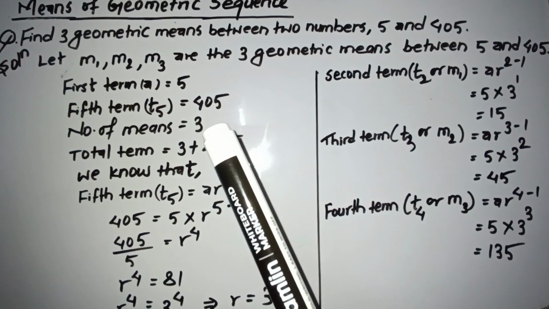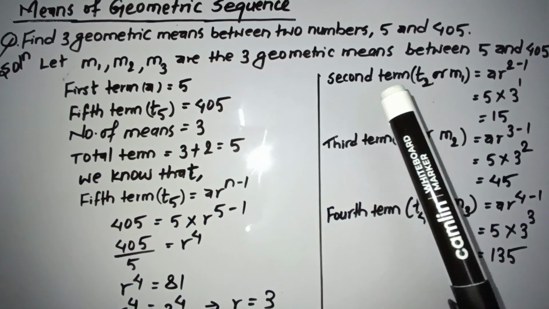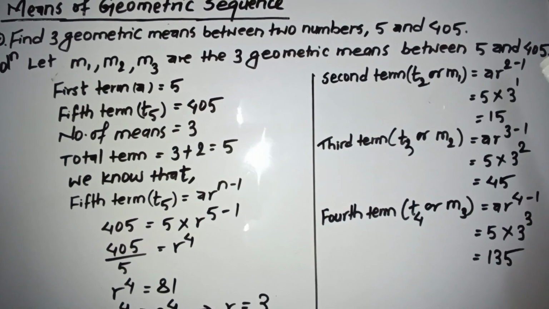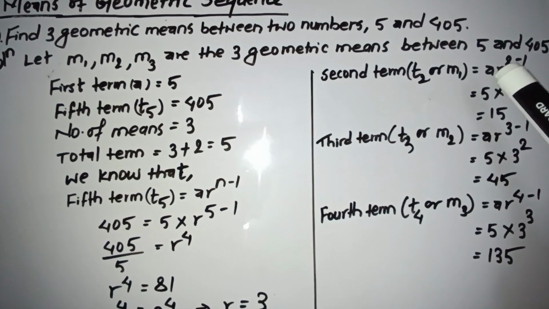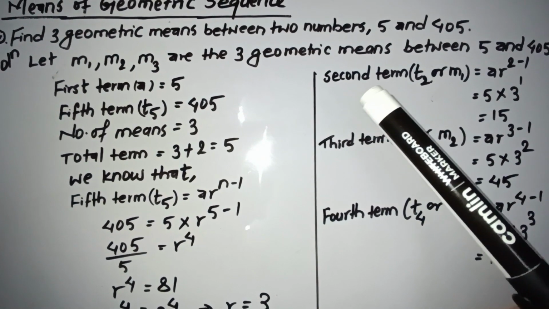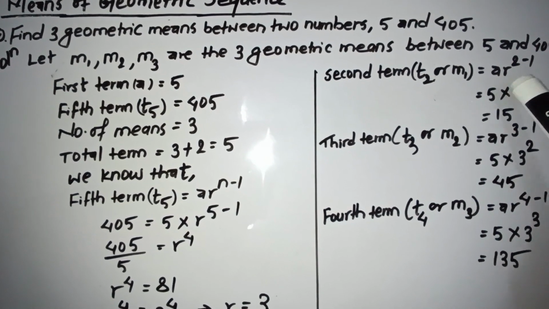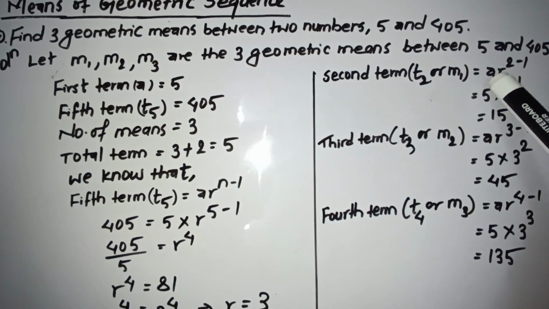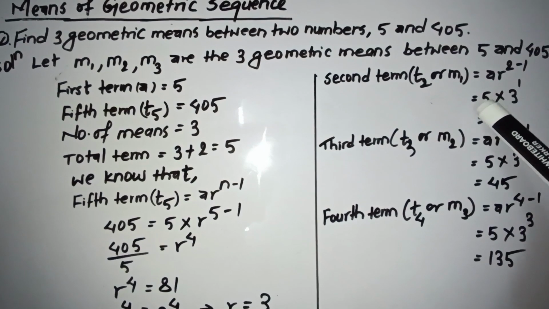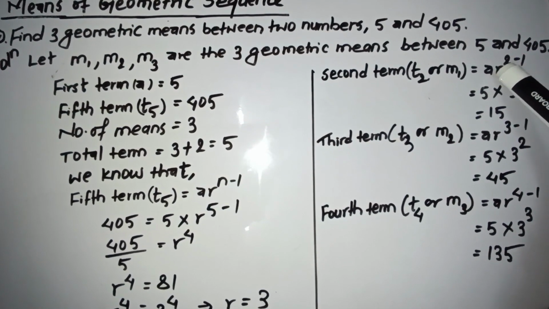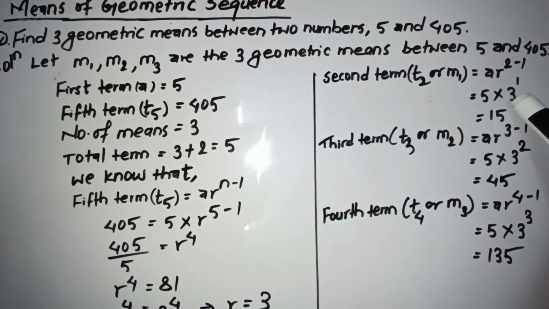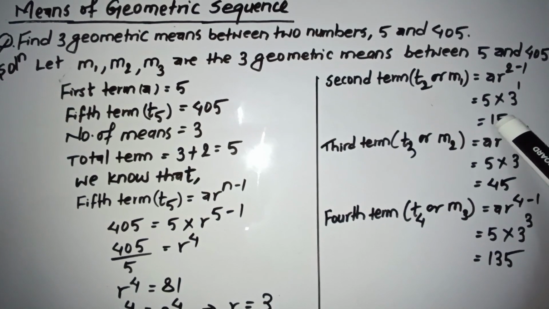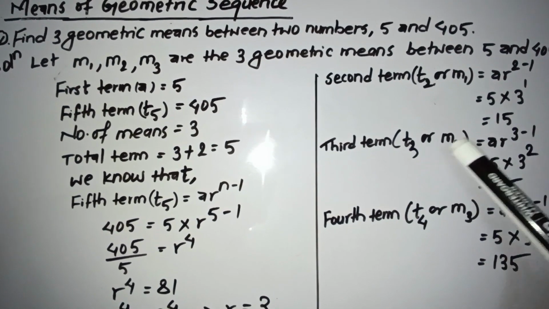First of all, we calculate the first mean, or the second term. T2 or M1 is equal to a r power 2 minus 1. Instead of n, we write 2 because we need to calculate term 2. Then substitute all the values: first term is 5, multiply ratio 3 to the power 2 minus 1, which is 1. Then we get 15 as our second term, or first mean.